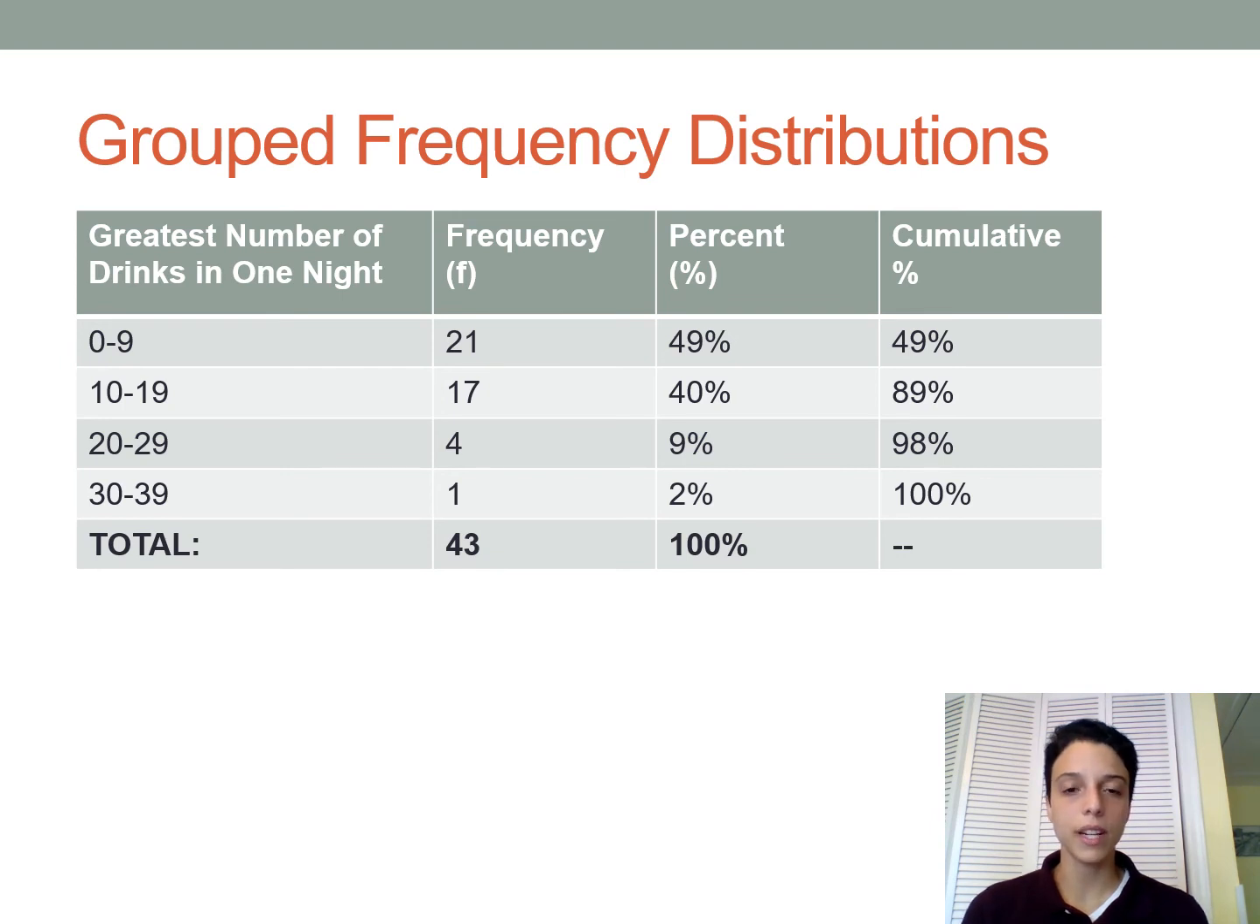30 to 39 range. So what you can see with looking at this is that suddenly you have a much clearer picture of what's going on. You can see that most of the responses are concentrated at lower numbers of drinks, and that a few people had higher numbers of drinks. So group frequency distributions just take data that's kind of messy and noisy to look at in a frequency distribution and make it a little bit easier to look at.